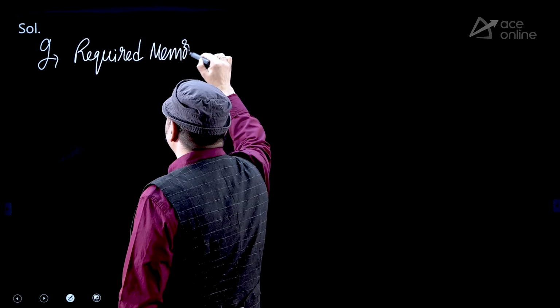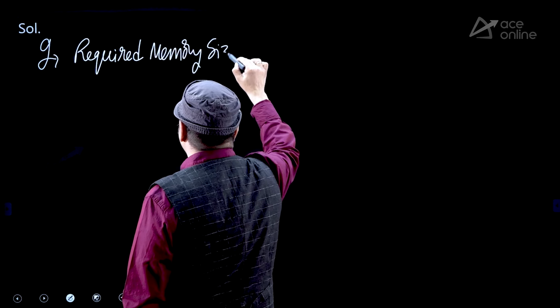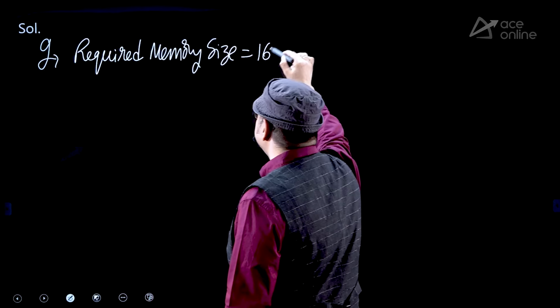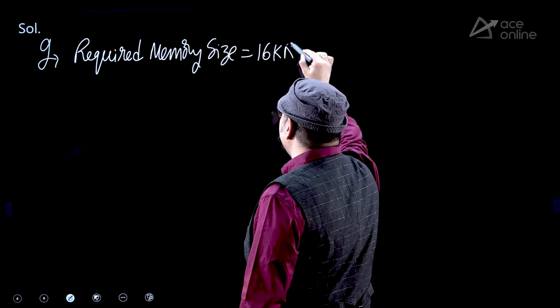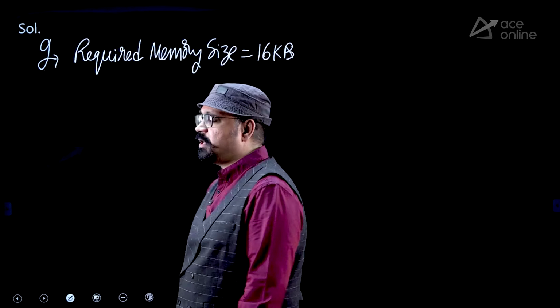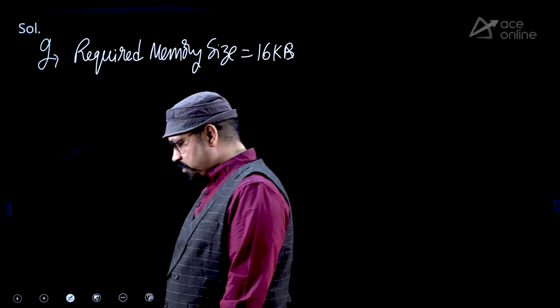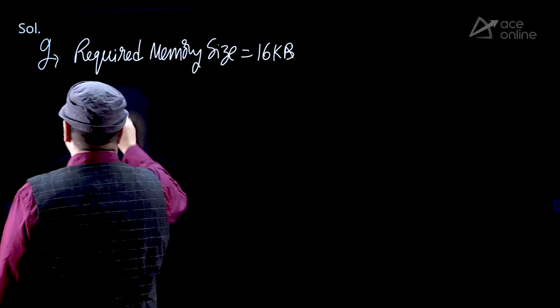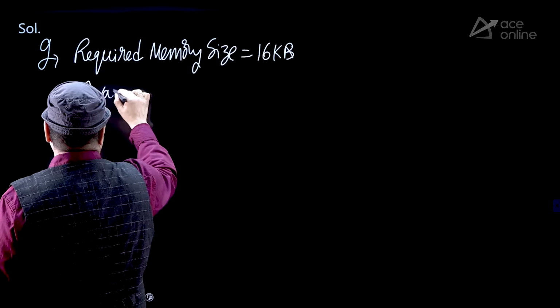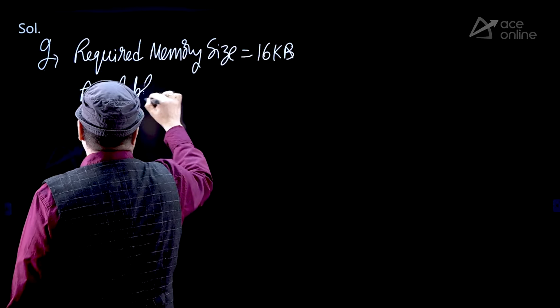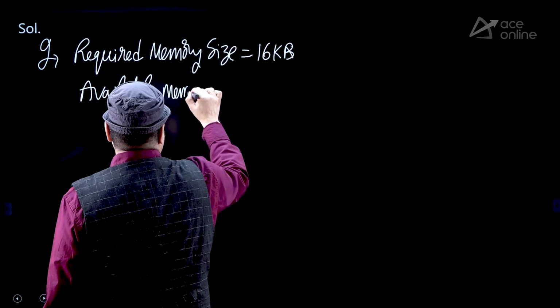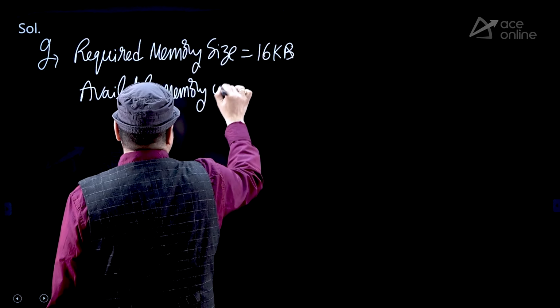What is the required memory size? 16 KB. What is the meaning of 16 KB? 16 kilo locations are there, where each location width is 8 bits. But you don't have that kind of chip. What is the available chip? Available memory chip, a small chip is there. Is the size given? Size is not given.